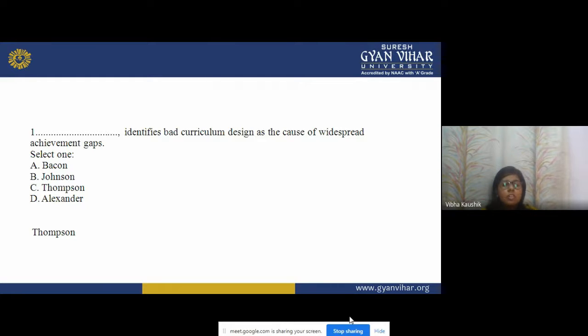Now, the first one: dash identifies bad curriculum design as the cause of widespread achievement gap. Who stated that bad curriculum design, that means a curriculum that has been designed in a bad way, causes a widespread achievement gap, meaning the objectives are different and what the students are achieving, there is found a gap. Now you have to select the correct answer from the given options. A is Backend, B is Johnson, C is Thompson, D is Alexander. The correct answer is option C, that is Thompson.